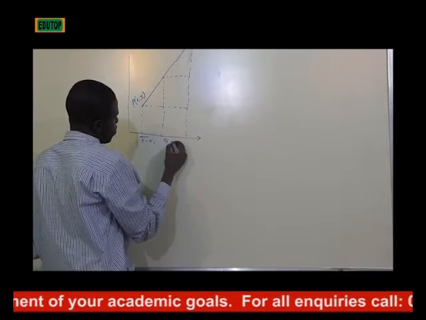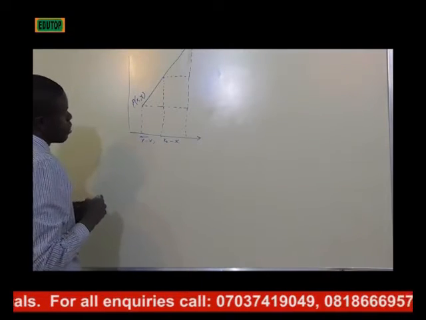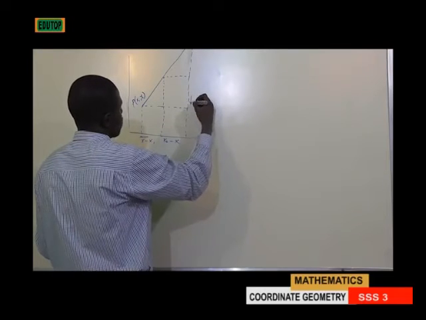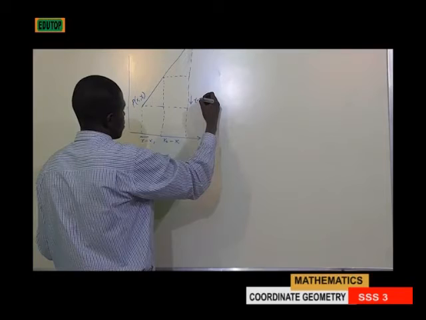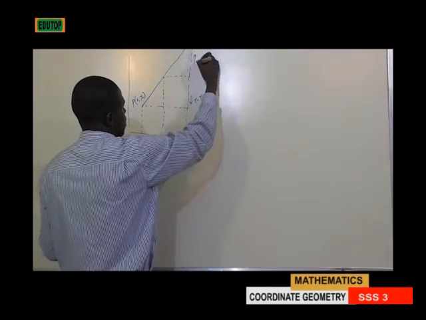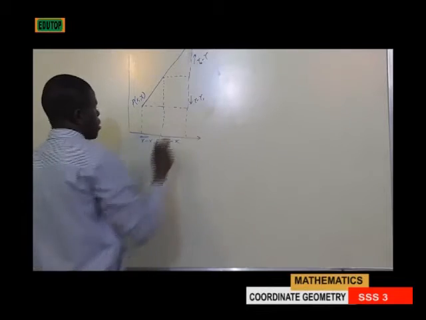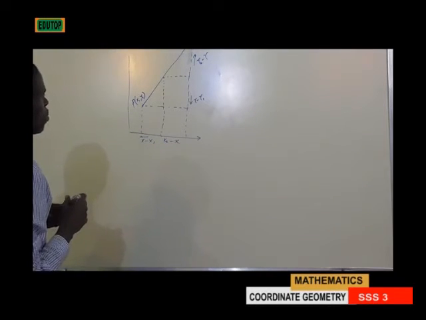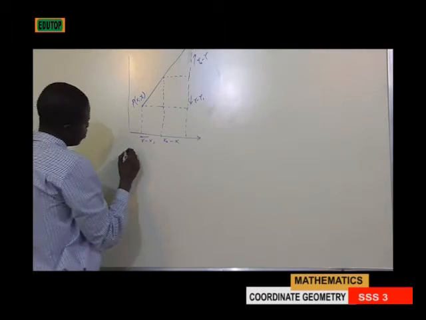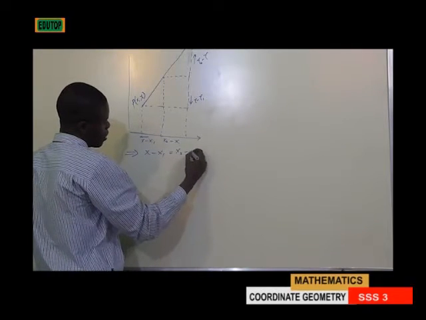You have x2 minus x. Then here, as it's coming like this, we have y minus y1. As we are going up like this, we are having y2 minus y. Now, if you have to determine the midpoint of a line, it implies that your x minus x1 is equal to x2 minus x.